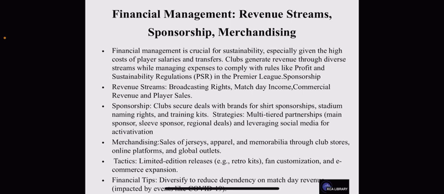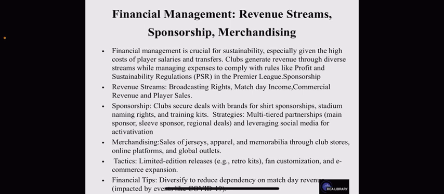We have the likes of Antony from Brazil, who was sold to Manchester United for about 100 million, having been bought for around 13 to 15 million. We could see the differences. So now we have sponsorship too.